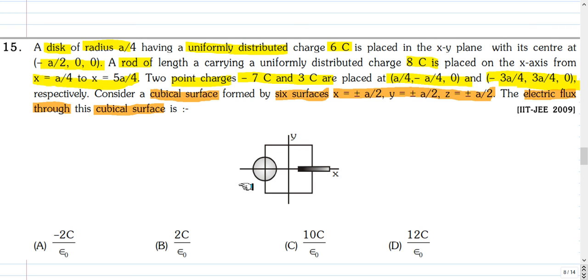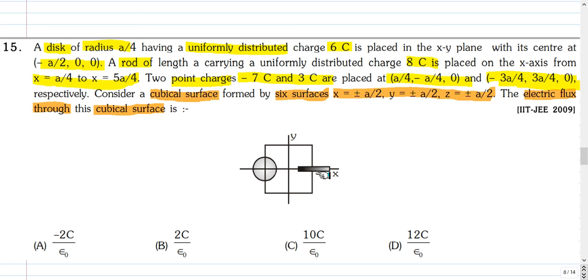A rod of length a carrying uniformly distributed charge of 8 coulombs is placed on the x-axis from x equal to a by 4 to 5a by 4. That is this one. And 2 point charges minus 7 coulomb and 3 coulombs are placed at a by 4, minus a by 4, 0, and minus a by 4, a by 4, and 0 respectively.